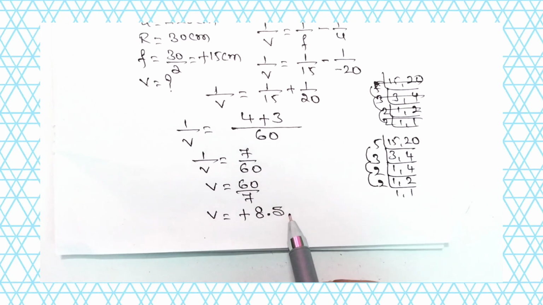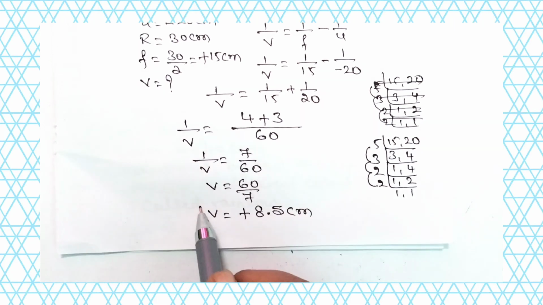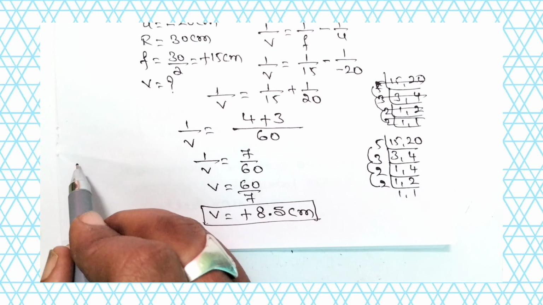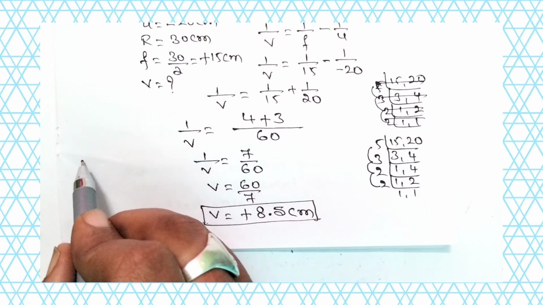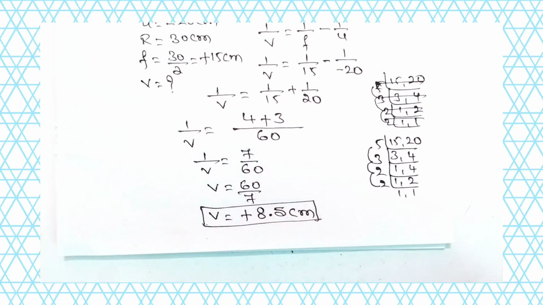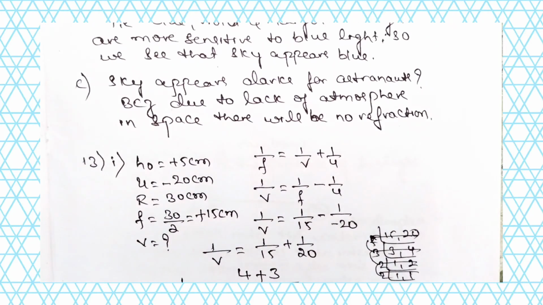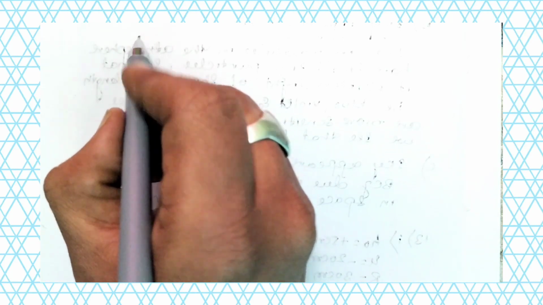So the image is formed at a distance of 8.5 centimeter. Plus indicates that the image formed is virtual and erect. Now let us write the answer, that is image position, then nature and size. Now first let us find out the size. Now let us find the size of the image.